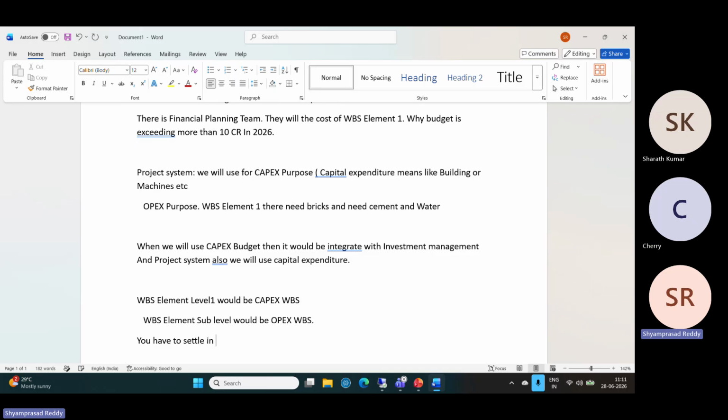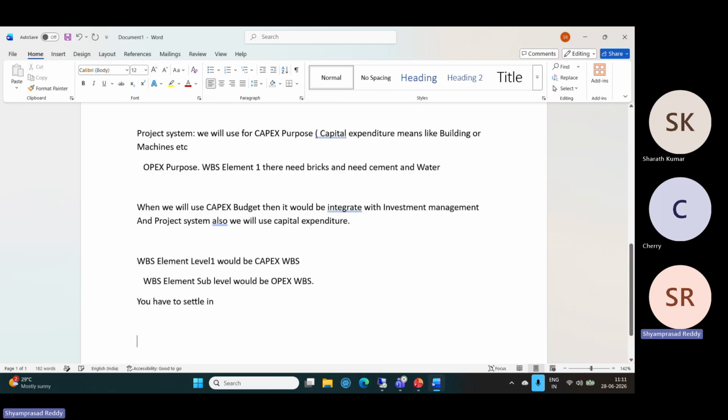In the project system there is a settlement process. Now this is the project and WBS purpose we discussed. Next, there is a network. Network means we track the activities.